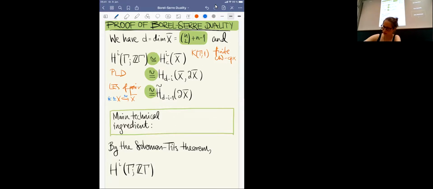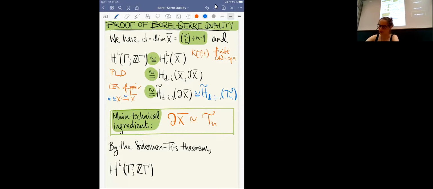So this is quite a general kind of identification. This doesn't help us much because we still need to know what the boundary looks like. And this is where the main technical stuff comes in, namely the explicit structure of the Borel-Serre compactification or partial compactification. So the homotopy type of the boundary is exactly that of the Tits building. Given this, this is just the reduced homology of the Tits building.